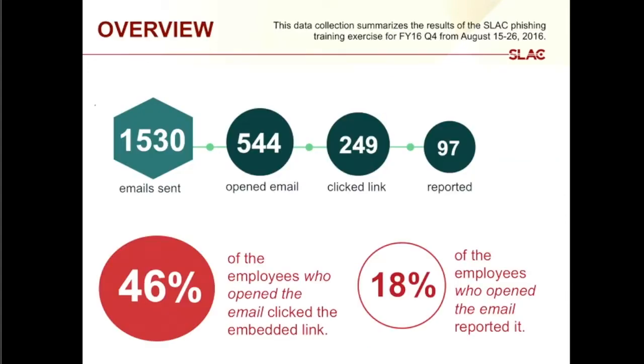And then this is how we did overall. We sent out 1,530 emails. 544 people opened the email, 249 clicked, and then 97 people reported it to us. Now, 46% sounds bad, but we did choose to use the number of people who opened the email. So out of the people that opened it, 46% clicked. If we would have used the number of emails sent, it would have been about 16%. So that's one of our lessons learned for next time. And then about 18% of people reported it, which is the 97 out of 544.